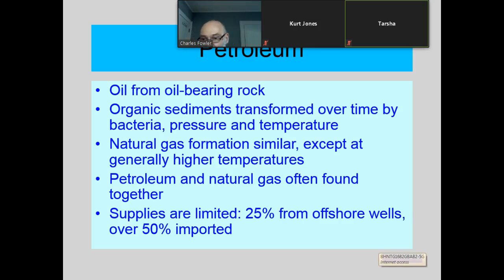But it's not just the bacteria. There's also all the pressure of that overburden that's been stacked on top of it, and that pressure generally produces high temperatures. So it's a combination of the bacteria doing their part, the pressures and temperature. Over time, the chemical structure of those things change and become petroleum. You'll see the same procedure when we're talking about coal. Now, the natural gas formation is very similar, except it's even at higher temperatures. So it's not a liquid then, it's actually a gas, okay?